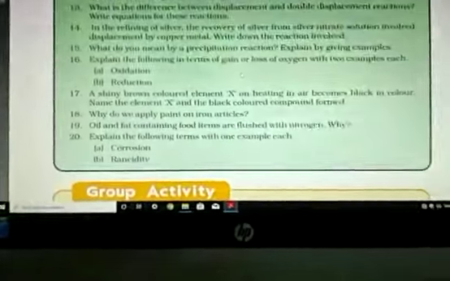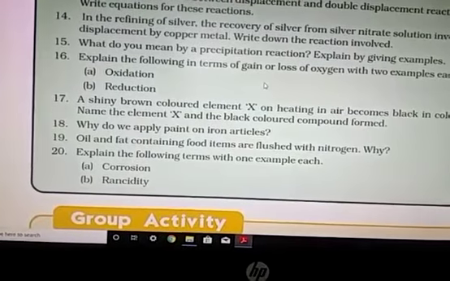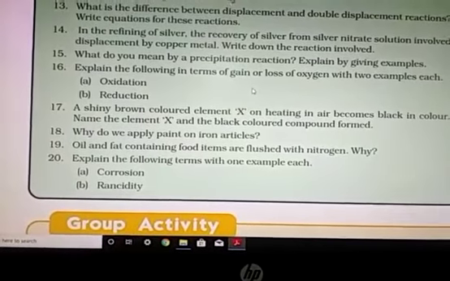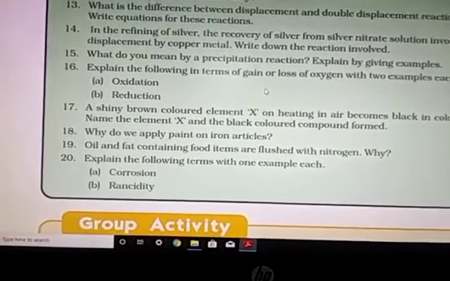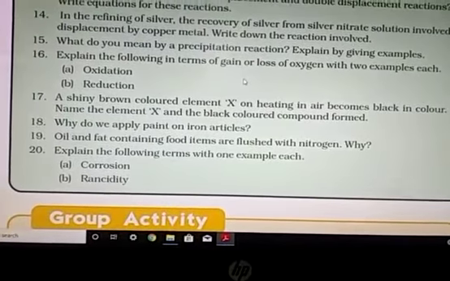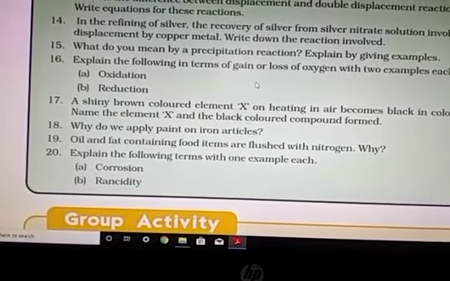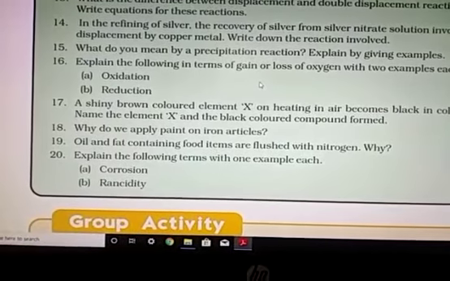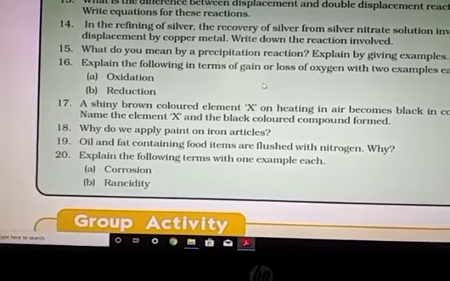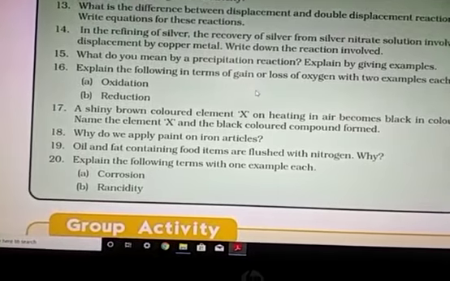Now another question. Why do we apply paint on iron articles? We apply paint on iron articles to protect them from rusting or corrosion. Oil and fat containing food items are flushed with nitrogen. What is the reason? Nitrogen is utilized to prevent rancidity of oil and fat containing food items. Another important point: for chips and kurkure, nitrogen also provides a cushion, so it protects them from crushing. Explain the following terms with one example in each: corrosion and rancidity. You can do this question from the notes.